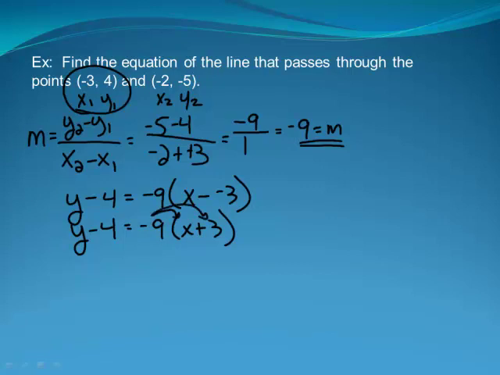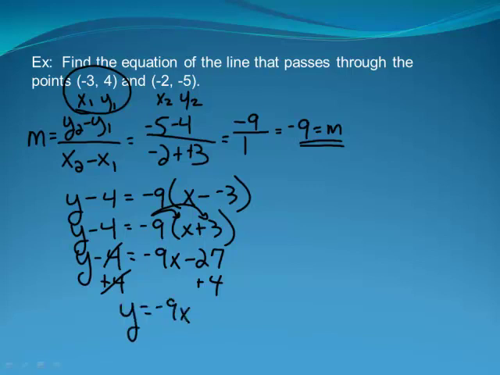Distribute the -9. Y minus 4 is equal to -9x minus 27. And add 4 to both sides to get the final answer in slope-intercept form. Y is equal to -9x minus 27 plus 4, which leaves you with a minus 23.